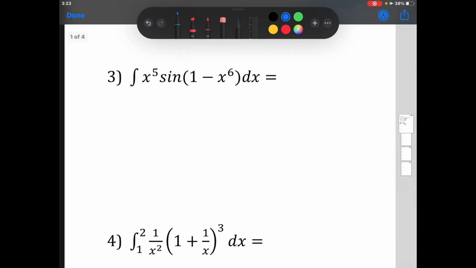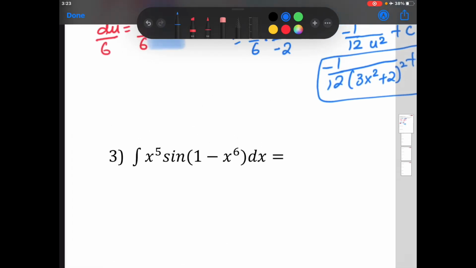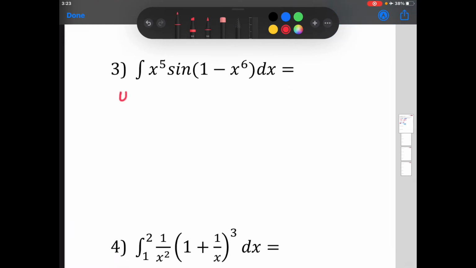Whenever you have a trig function, you try to pick the inside of the trig function as your u. If you had multiple trig functions, composite trig functions, then you might pick the whole trig function. But since you just have one trig function, I'm going to pick the inside to be u. So my u is going to be 1 minus x to the 6th. So my du is going to be negative 6x to the 5th dx, right?